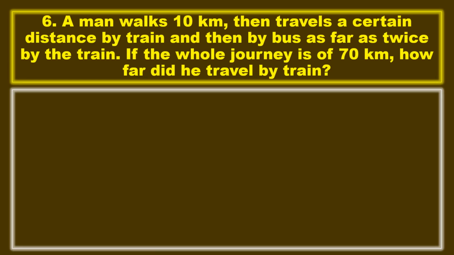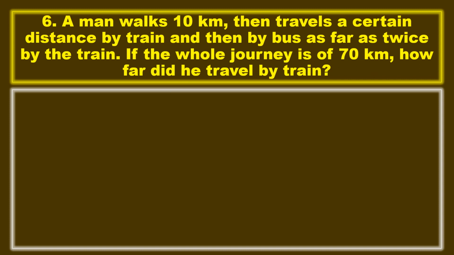Here is the next problem. A man walks 10 kilometers, then travels a certain distance by train and by bus as far as twice by the train. If the whole journey is of 70 kilometers, how far did he travel by train?